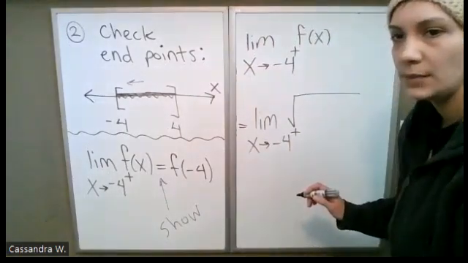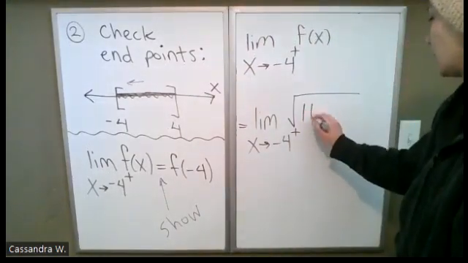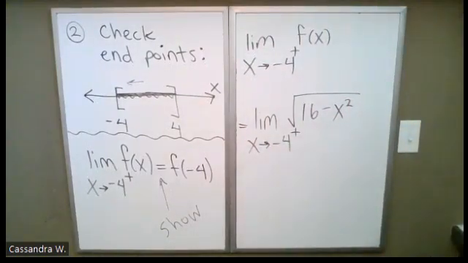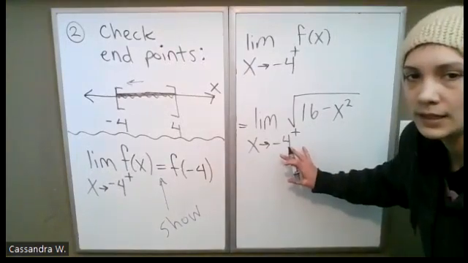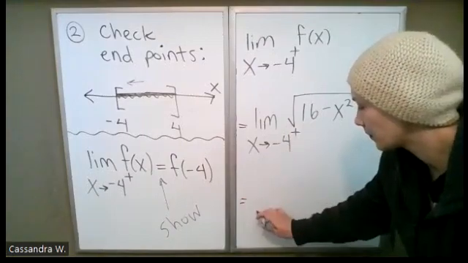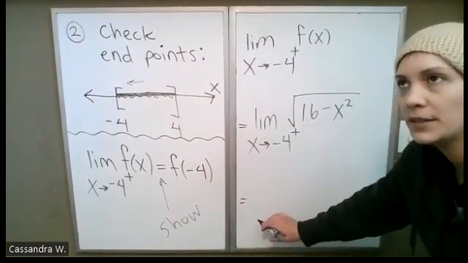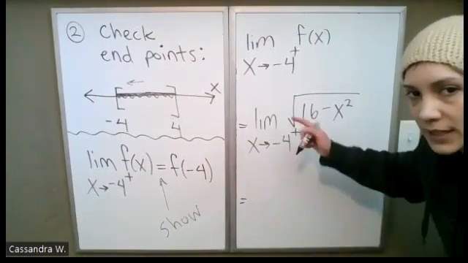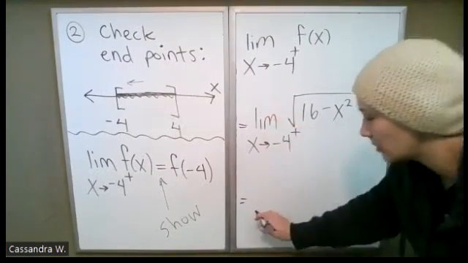It's root of 16 minus x squared. And again, I brought the limit under the root. And I haven't taken the limit, haven't had x actually approach -4 yet, so I need to keep this limit part under that root.